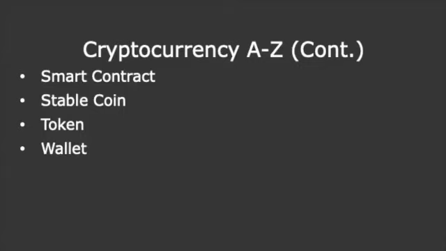Next is token. A token is a unit of value on a blockchain that usually has some other value proposition besides just a transfer of value, like a coin. Wallet. A wallet is a place to store your cryptocurrency holdings. Many exchanges offer digital wallets. Wallets may be hot, like we talked about, online and software-based, or cold, offline, usually on a device.